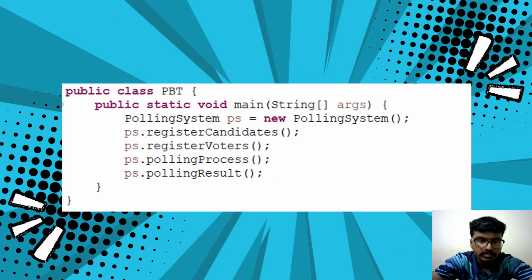That is all. And then moving on, public class PBT { public static void main(String[] args) { PollingSystem ps equals new PollingSystem(); ps.registerCandidates(); ps.registerVoters(); ps.pollingProcess(); ps.pollingResult(); and close curly bracket twice.